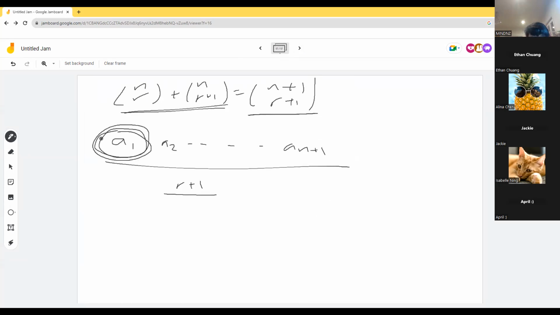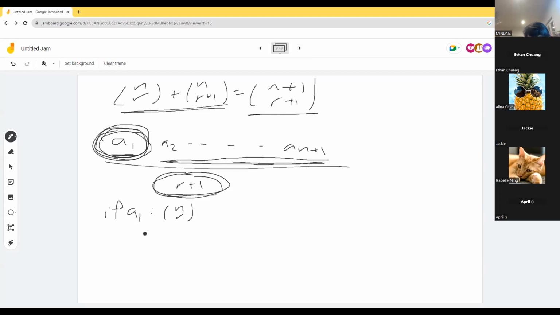Focus on this object, right? Select r plus 1 objects. We have a1, and we want to select r other objects from these, right? Because we already have one of the objects here. So if we select a1, then we want to select r more from these to get r plus 1 objects. There's n objects here, and we want to select r of them. Otherwise, if we don't select a1, then we've got to select r plus 1 from here.